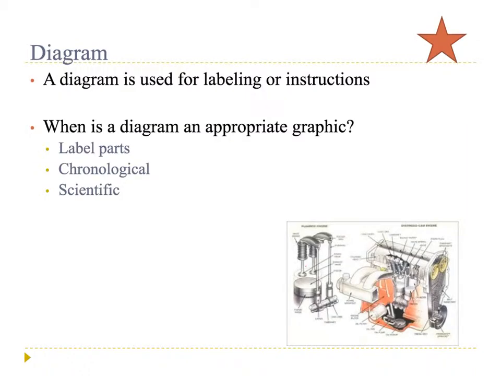Okay, so let's go back to our notes for the last time. This is our last type of graphic, a diagram, and it's used for labeling or for instructions. So when should you use it? If you're labeling parts, or if you're showing chronological order, so a timeline could be a diagram. And if you're talking about something scientific, most of the time you find diagrams in biology or ecology textbooks showing different parts of a process or different parts of the body or an animal, etc.